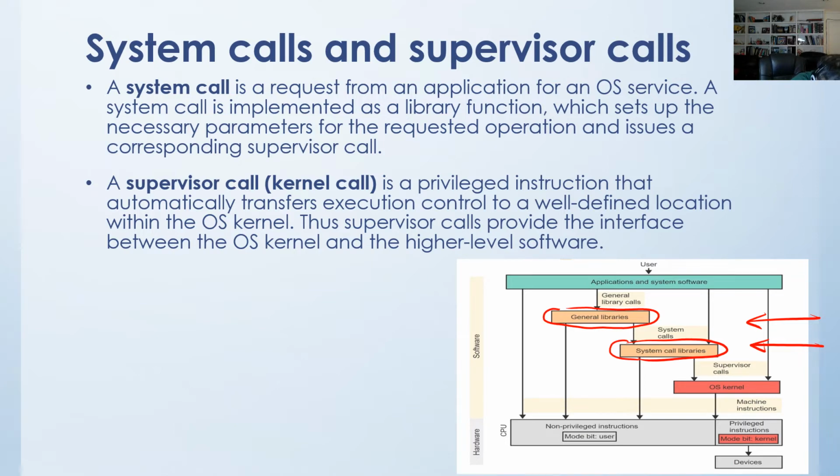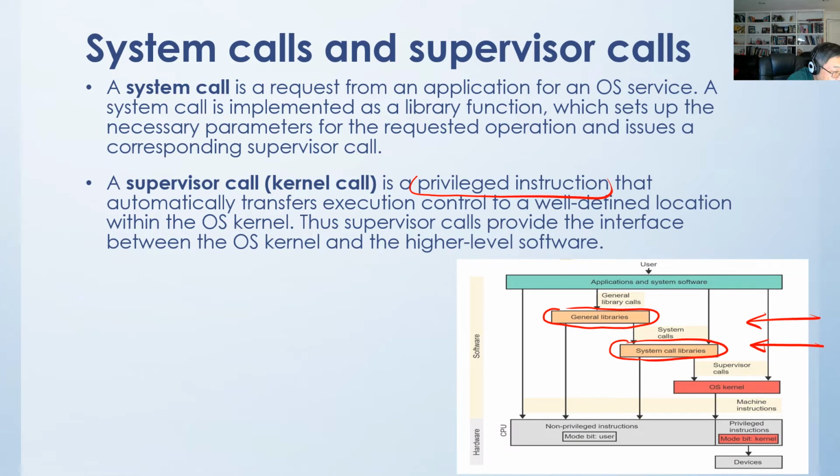Many operating systems implement a lot of system calls for different purposes. It's implemented as a library function which sets up the necessary parameters for the requested operation and issues the corresponding supervisor call. Now, a supervisor call is at a lower level than a system call. It's a kernel call. So if the system call requests a privileged instruction, it's going to go through the supervisor call that automatically transfers the execution control to a well-defined location within the operating system kernel. So once the supervisor call is triggered, it is automatically transferred to the kernel mode.